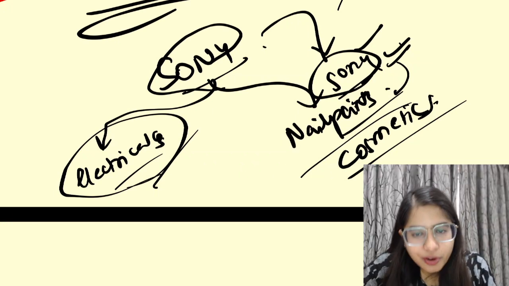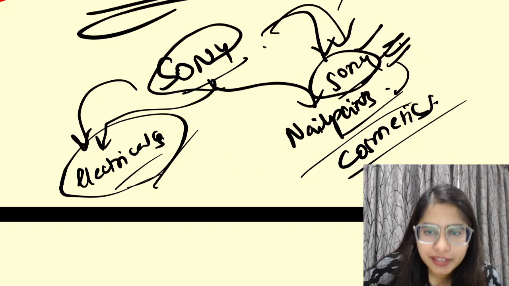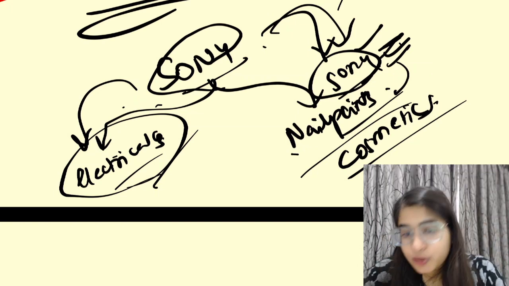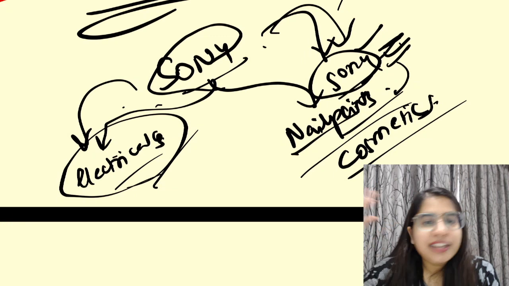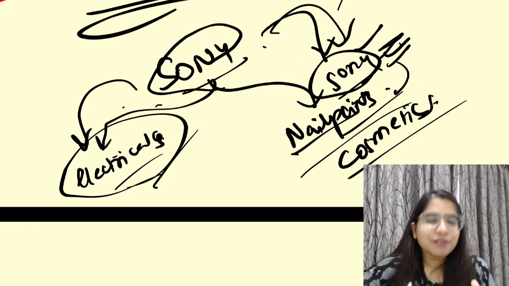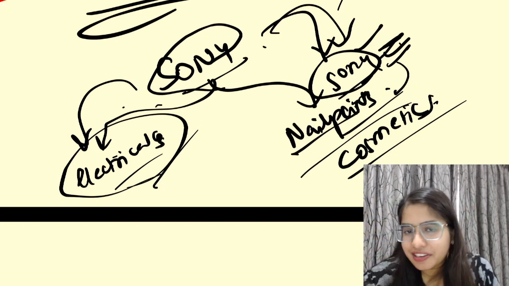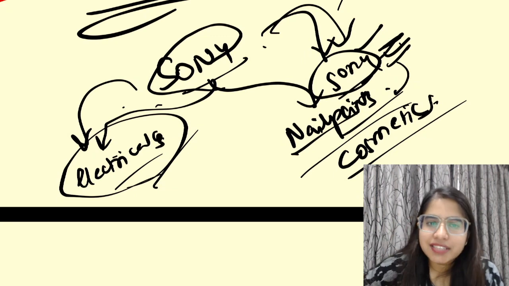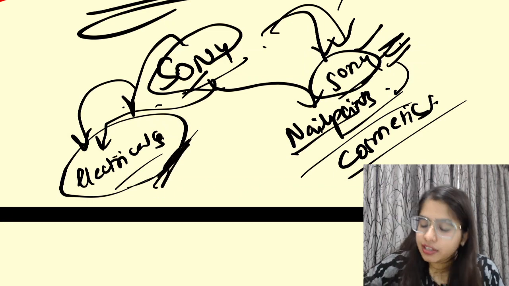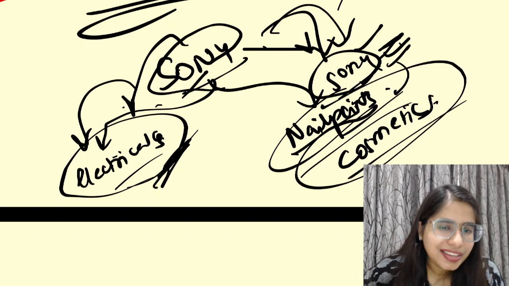Why? Because it is pretty obvious that if Sony is making electricals, and if we allow the Sony name to nail paints under the cosmetic class, it will not create any confusion in the mind of the consumer. Like if I go and purchase Sony nail paint, I will not confuse whether this brand is the same as the one who sells Sony TV. Are you understanding? There will be no such confusion. That is why law allows that if Sony is registered in electricals, and you want to register the same name Sony for nail paints or cosmetic business, can you? Yes, of course you can.